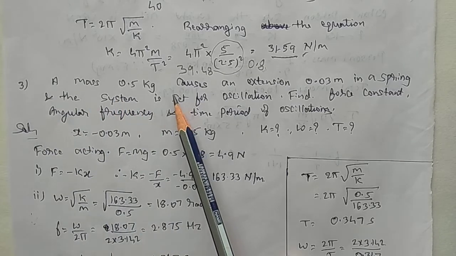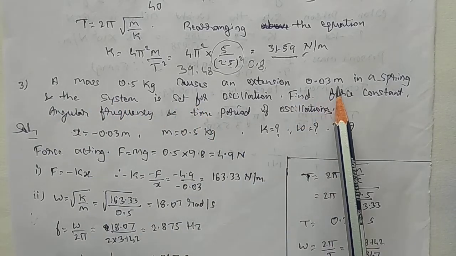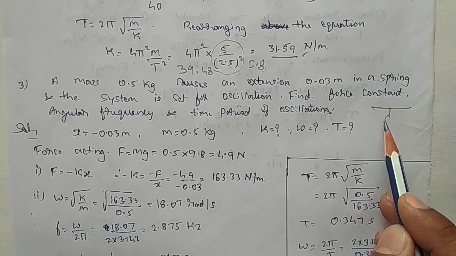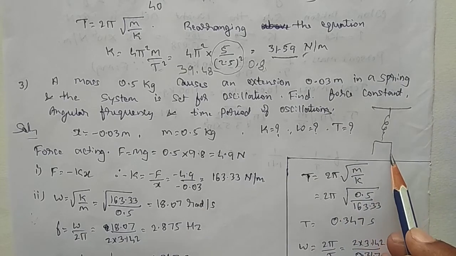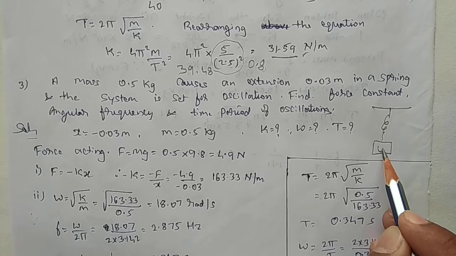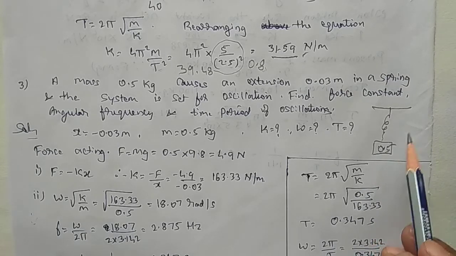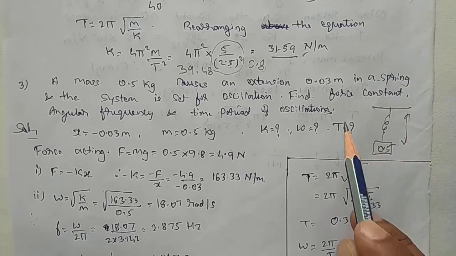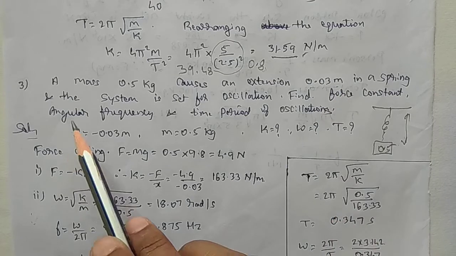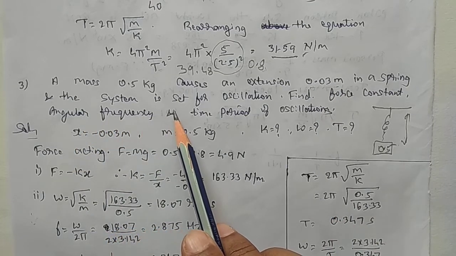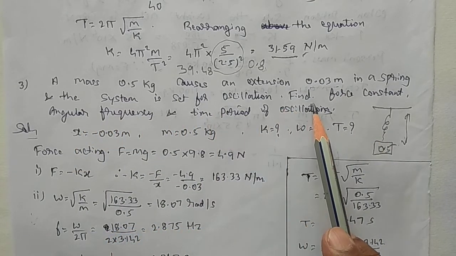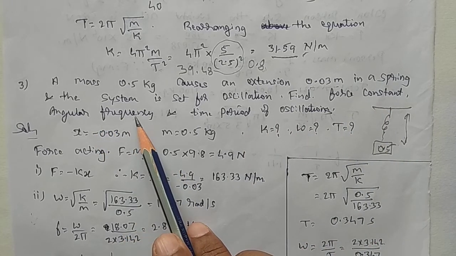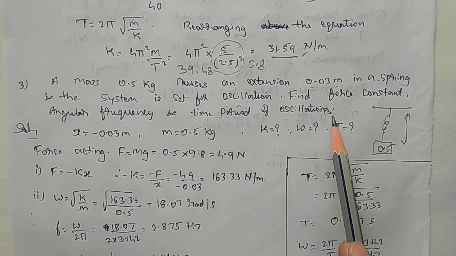Next one: a mass of 5 kg causes an oscillation of 0.03 meter in a spring. Same as the previous case, only the mass is 0.5 kg, attached to the spring, and during its oscillation it produces 0.03 extension in the system and it is set for the oscillation. Now find the force constant k, angular frequency omega, and the time period of oscillation T.